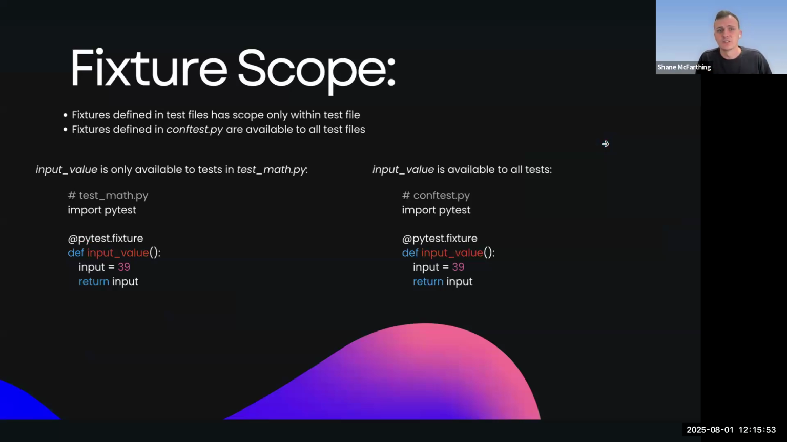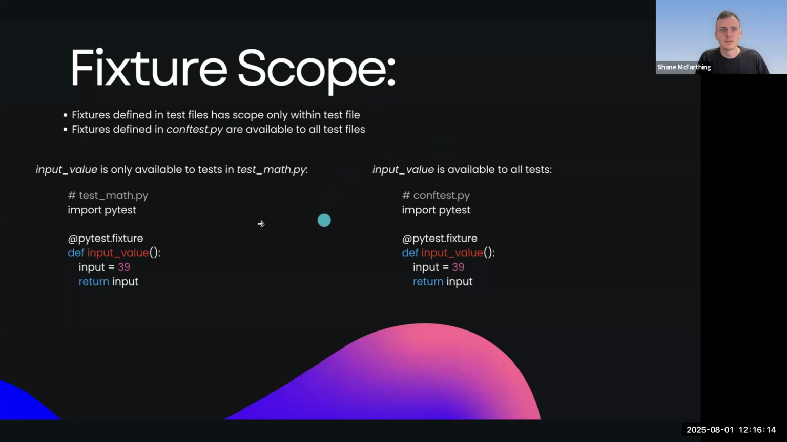Another thing that's important to consider is the scope of the fixtures. When we define fixtures in test files, they have scope only within that file. But if we define them in a conftest.py file, which is in the root directory of your project, then that fixture will become available to all test files.